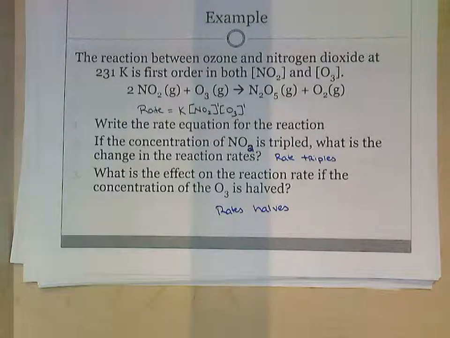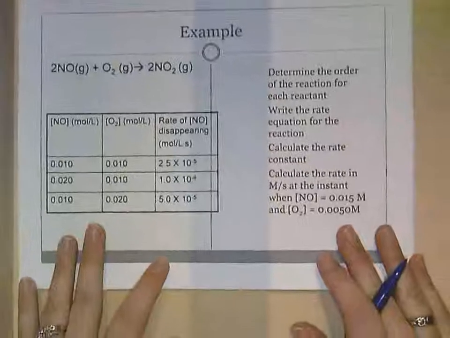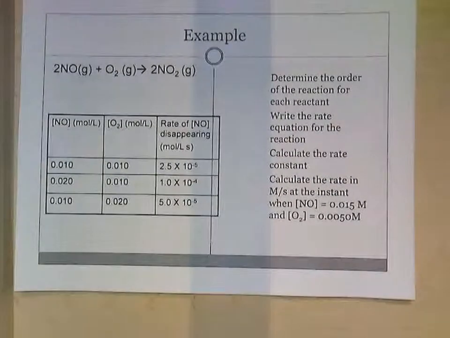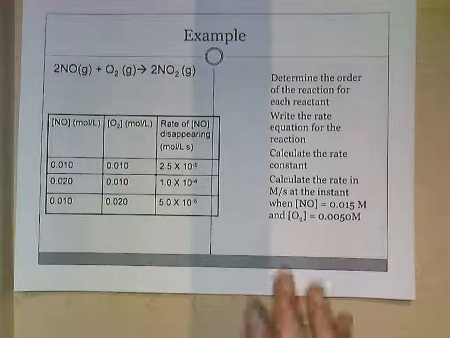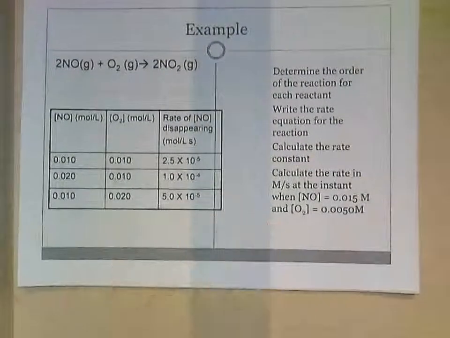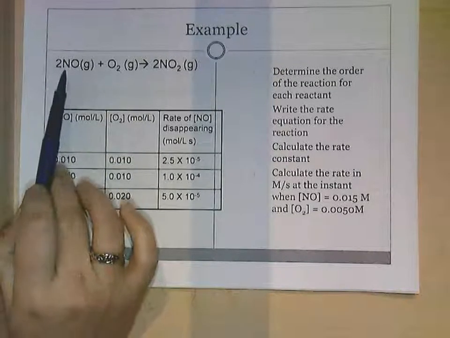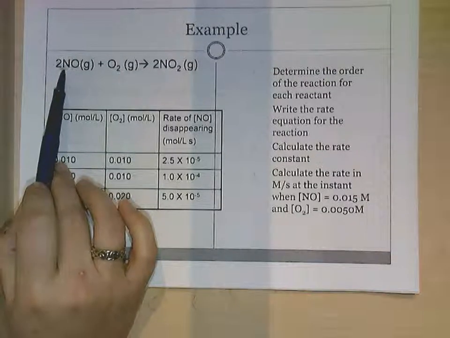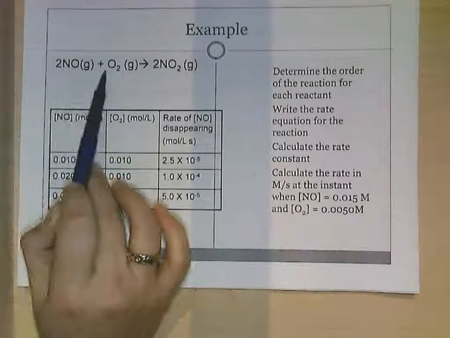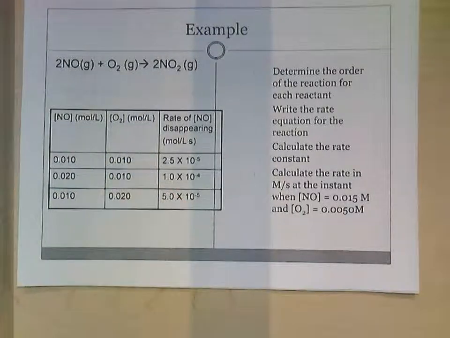Good there? Okay. Well, let's take a look at now a problem where they don't tell us the order of the reaction, but they give us a lot of data that we can determine the order of the reaction from. All right, so here is my table of data that I went into the lab and collected. I know this is my reaction: 2 moles of nitric oxide reacts with oxygen to make 2 moles of nitrogen dioxide.